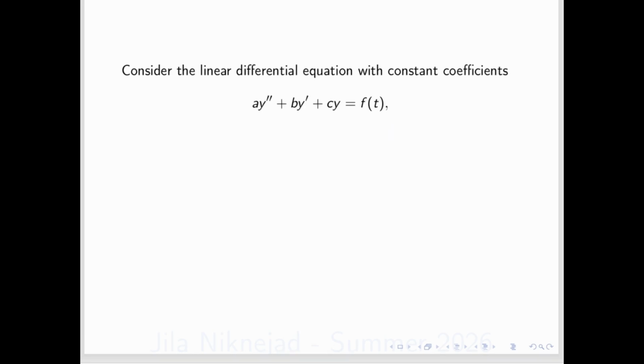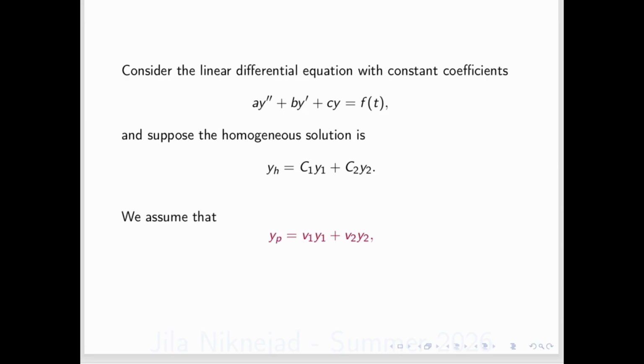Variation of parameters. Consider the linear differential equation with constant coefficients a y double prime plus b y prime plus c y equal to f of t. And suppose the homogeneous solution is y homogeneous equal to c1 y1 plus c2 y2.